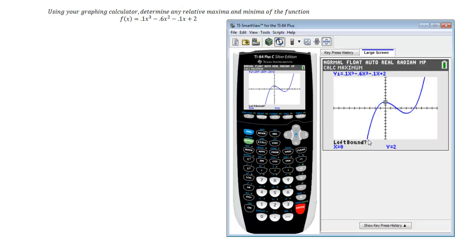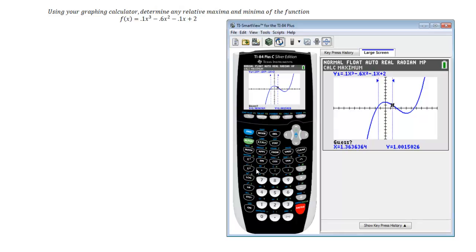And notice it says determine a value to the left. Left bound means determine a value to the left of the max. So I'm going to come over here and hit enter somewhere to the left. It does not matter where I am as long as I do not surpass another max or min. So I hit enter. And then I'm going to come over here and determine a value to the right. It doesn't matter where I am, but I can't surpass another max or min, otherwise I might get the problem wrong. And I hit enter.